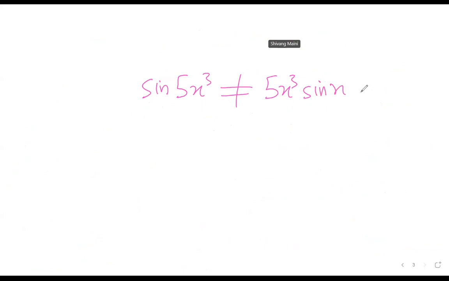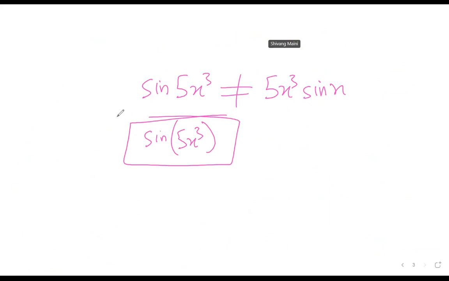These are two different things. Are we clear? So when I say sine 5x cubed, basically, if you want to understand, you can write it like this also. Are we clear?